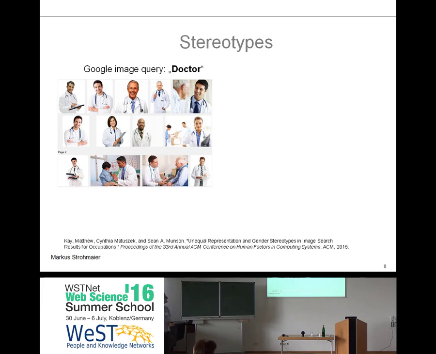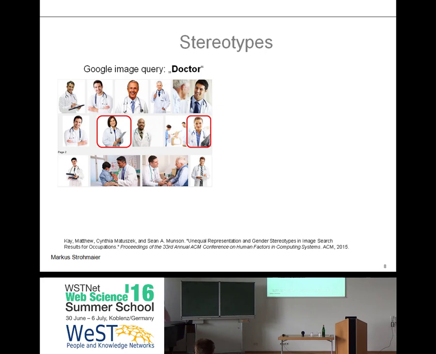Mostly men. Mostly men, exactly. There are two women in there, right? Yeah. Or medical doctors, quite. That's right, yeah. No scientists. That's a good point, yeah. They were all white. Yes. Right. So lots of biases and stereotypes are encoded in what we see when we search for certain terms.